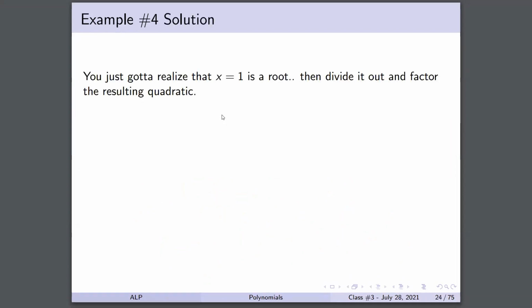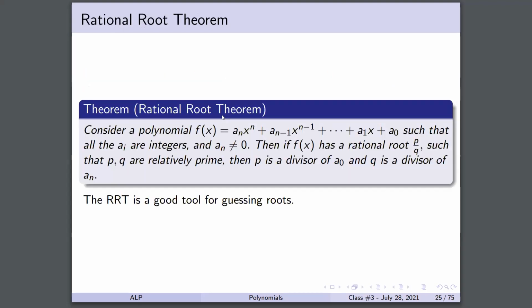Let's keep moving. So yeah, we realize that x minus 1 is a root, and then we divide it out and factor, and then we get our resulting quadratic. Now we have the rational root theorem. So if f of x has a rational root of p over q, such that p and q are relatively prime, and p is a divisor of a0, which is the constant.